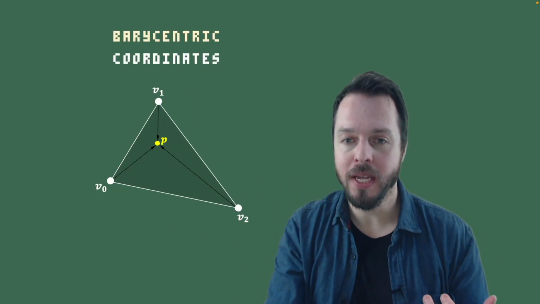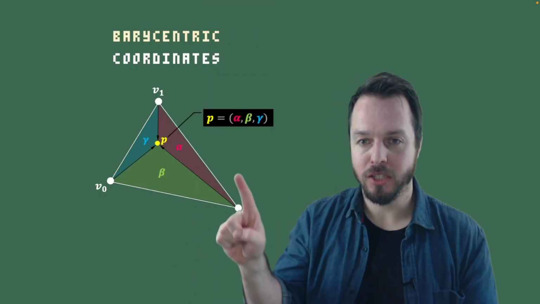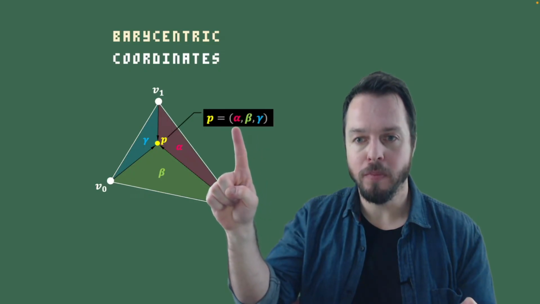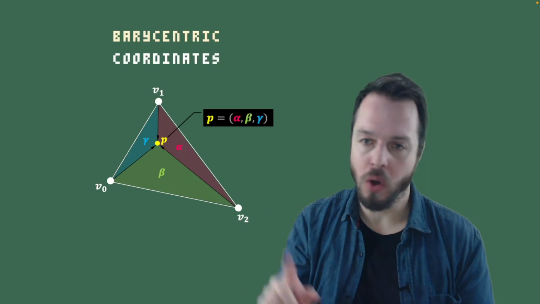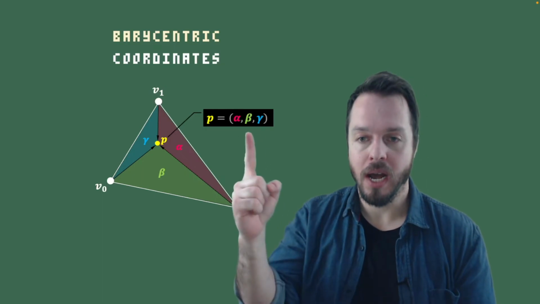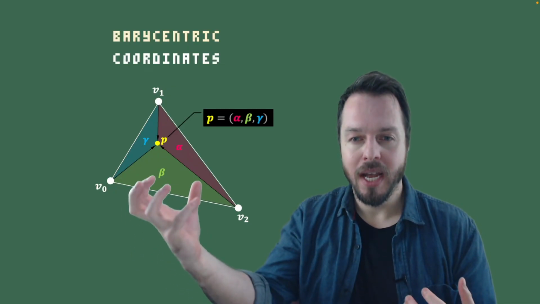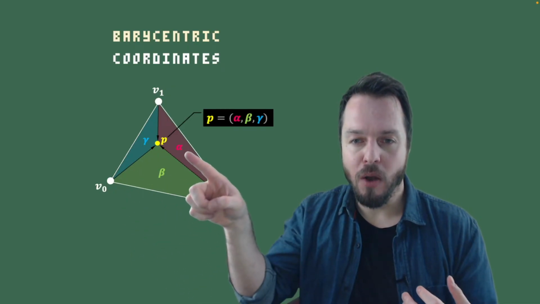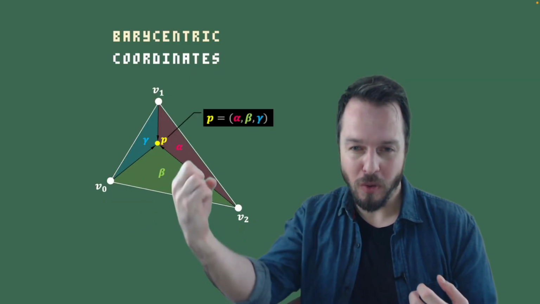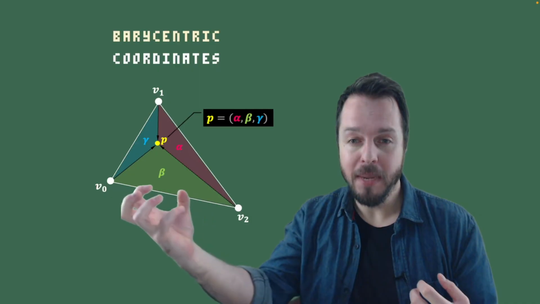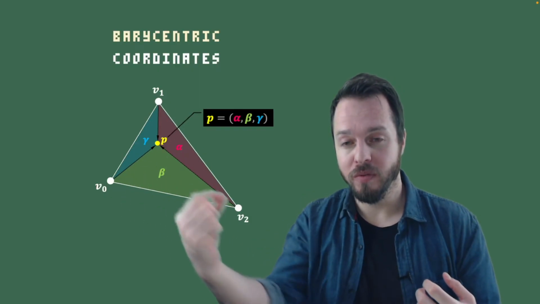Barycentric coordinates are going to be a set of 3 values: alpha, beta, and gamma. You will see books call these things different names, but I like to call them alpha, beta, and gamma. They are almost like percentages of weight. Alpha is the percentage that is pulling to V0, so how close am I to V0? Beta is how much I am pulling to V1, and gamma is how much I am pulling to V2.